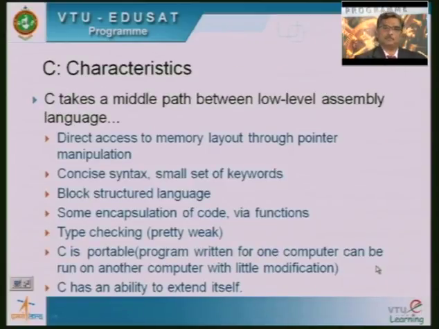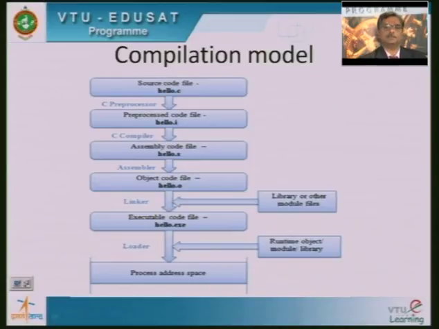Let us understand some characteristics of the C language. It is a low level as well as a high level language. It has direct access to the memory layout through pointer manipulation. The concise syntax is there. It is a block structured language, and you can write the program in a structured way, and encapsulation is also possible via functions, and type checking is portable. All these are technical terms we will try to understand in the coming hours. These characteristics one by one make this language a very popular language in the industry.